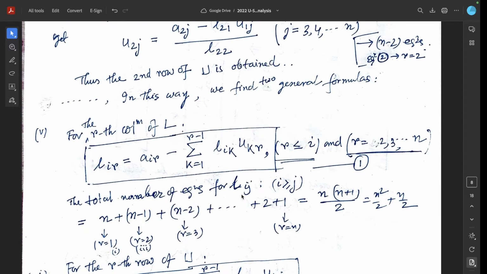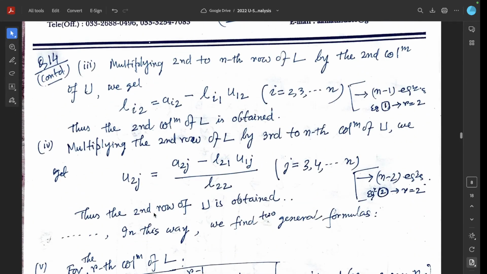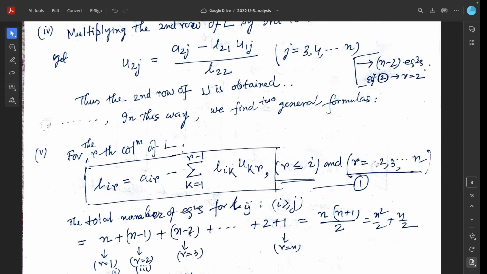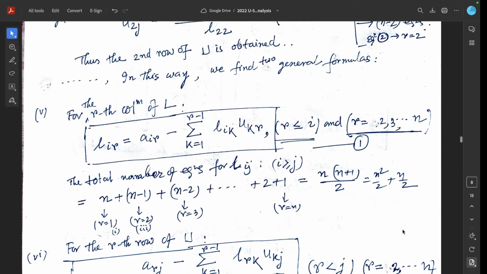And the total number of equations: for r equal to 1, we get n equations. For r equal to 2, n minus 1 equations. For r equal to 3, n minus 2 equations. For r equal to n, we get only 1 equation. So we get a total number of equations n square by 2 plus n by 2.